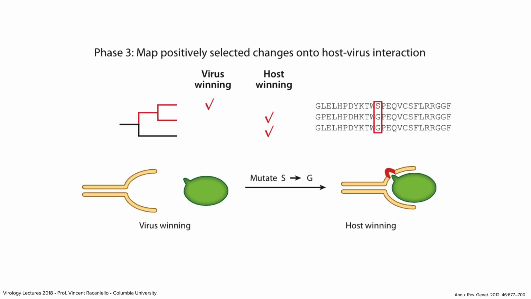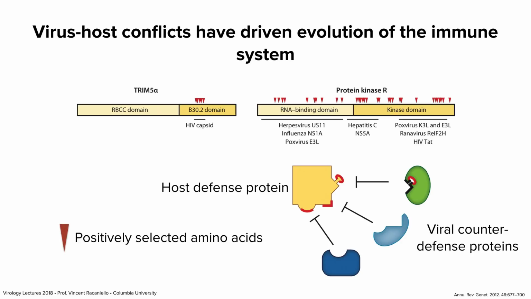We can take the protein and change it at that position that we've identified to be positively selected, and now we see the host is winning. So we can actually prove in cells this positive selection has led to a virus-host conflict. And this has been done in many laboratories now for all sorts of virus-host combinations. And the bottom line is really neat. Virus-host conflicts have driven the evolution of the immune system. It makes perfect sense, right? We get infected, we have an immune response, there's a conflict with the virus, that's going to evolve over time.